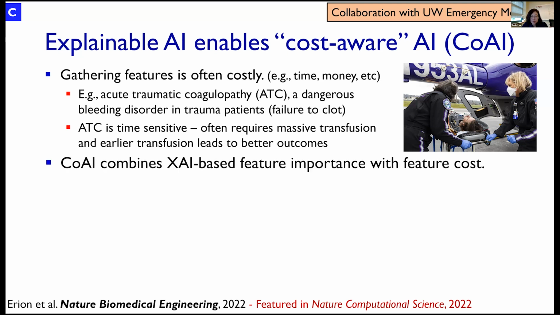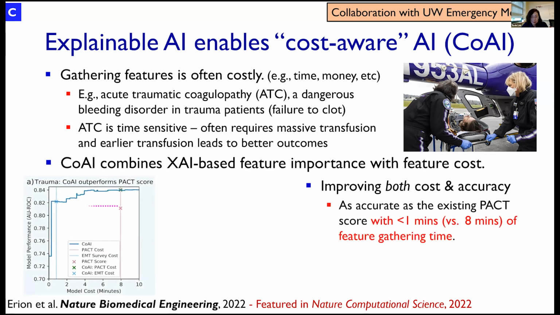So accurate prediction of ATC is great, but we really want this prediction to be fast. In this case, cost will be time. And some of these features that need deeper examination aren't the ones you want to rely on too much. So our method, which we named Co-AI, aims to balance between the feature importance, which we can obtain using XAI methods, and also the cost assessed by experts, and to improve both the cost efficiency and performance of a clinical prediction.